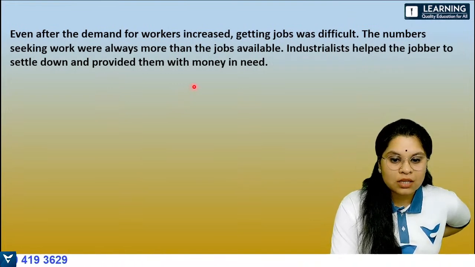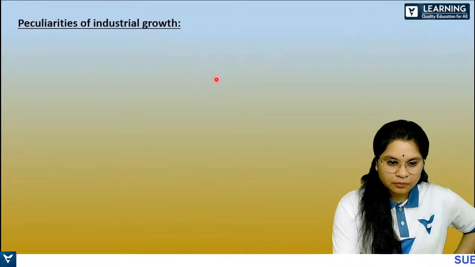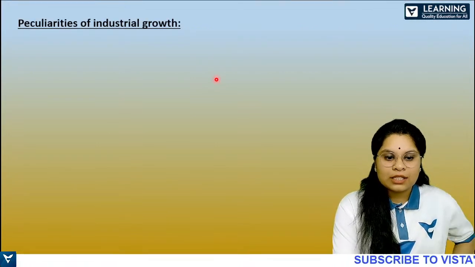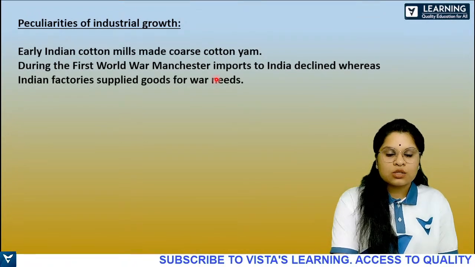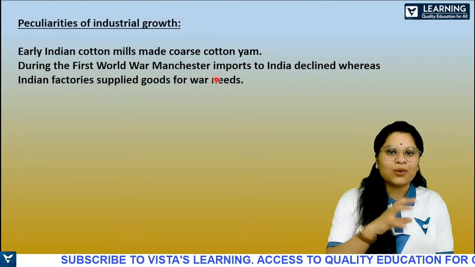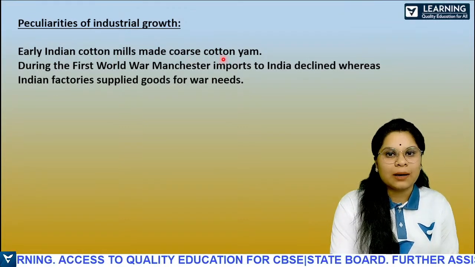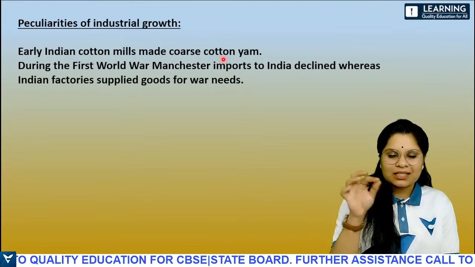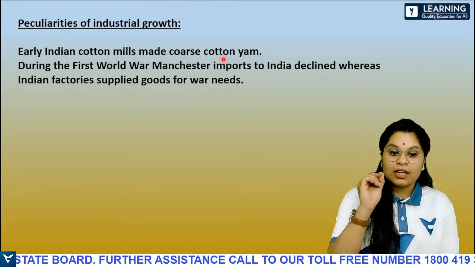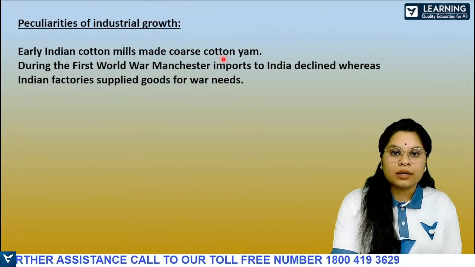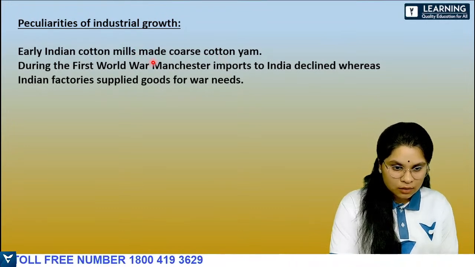So this was the help which they started to give. So next one is peculiarities of industrial growth. What were the peculiarities? So what was not normal? Every Indian cotton mill made coarse cotton yarn. Yarn is nothing but a thread of cotton. Basically, they use it for weaving. So it was every Indian cotton mill.